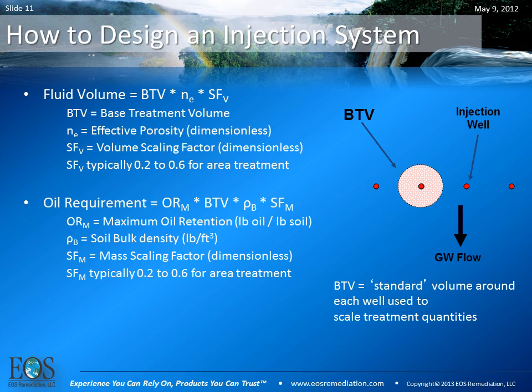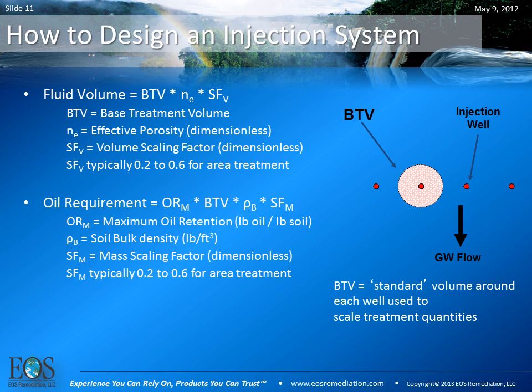So essentially it is the emulsified oil and water that's injected within the pore volume of the treatment that you're looking for. So the BTV in this case is essentially a cylinder. It's your radius of influence and then your Z, or your thickness. And it is how much oil you want to have within that BTV. And typically that ranges from 0.2 to 0.6 for area treatment.